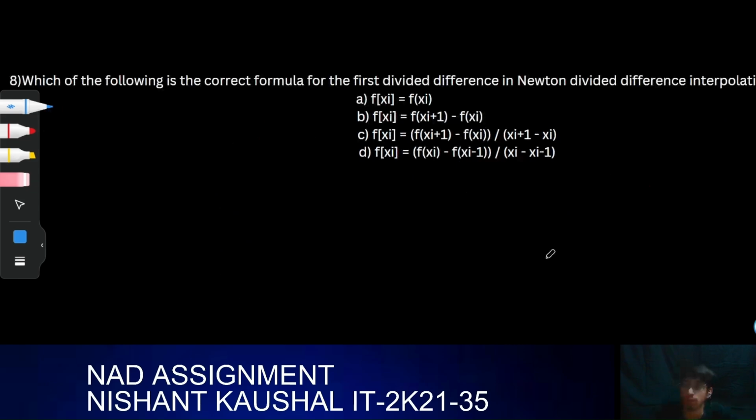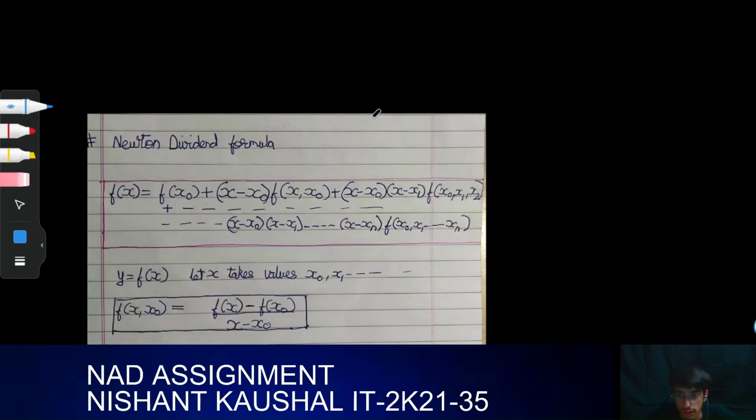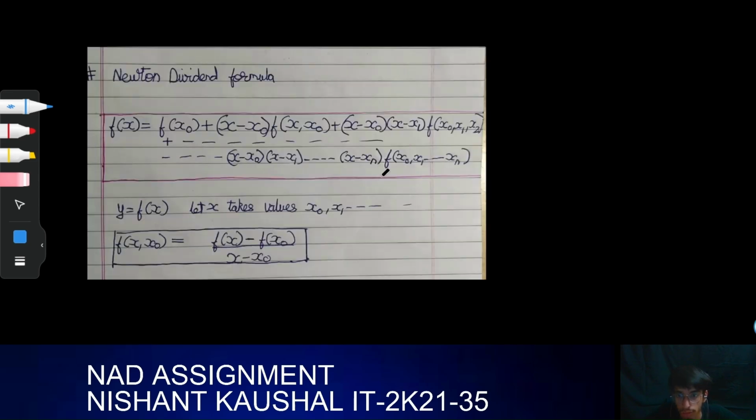Let us proceed to question number 8. Which of the following is a correct formula for first divided difference in Newton divided difference interpolation? Option A is f of xi equals f of xi. No, this cannot be. f of xi equals f of xi plus 1 minus f of xi. No. So let us see first what the formula is.